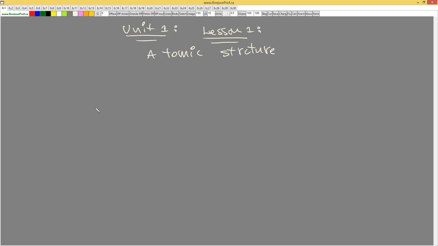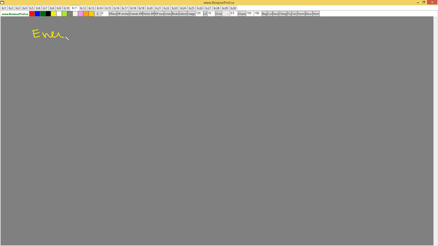So here we're going to continue on Unit 1, Lesson 1, Atomic Structure. Here we are going to continue on energy level diagrams. So I'm going to write it here: energy level diagrams. We did a little bit in the previous video, but here we are going to do them properly. So I'm going to do the diagrams.